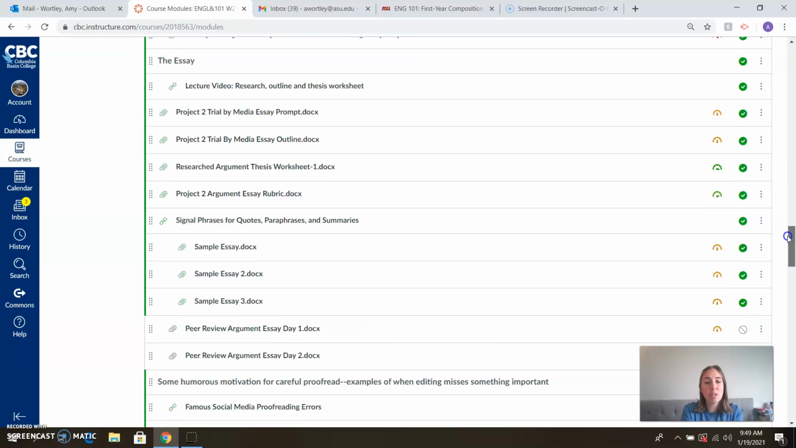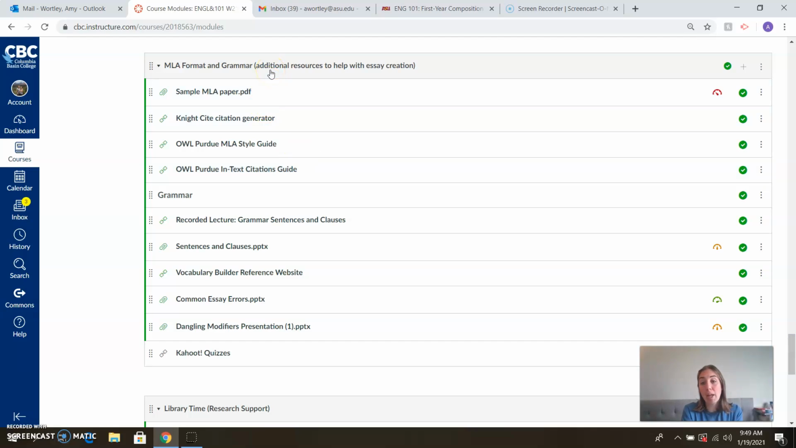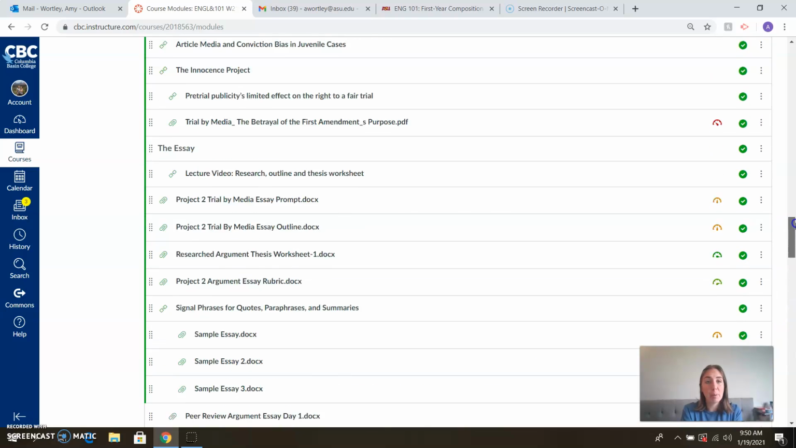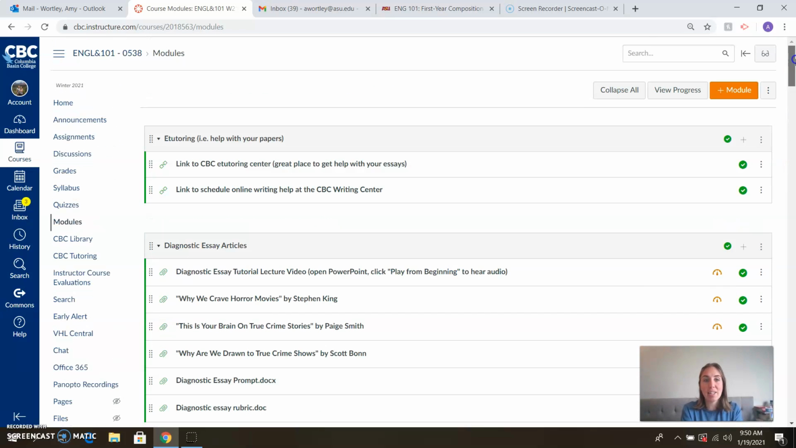The other thing you're going to find helpful as we get closer to the essay is if you scroll down through here, I have a whole folder on MLA format and grammar stuff. So all of your papers in this class do need to be in MLA style. Here's a sample. Just make yours match it. That's a good way to go. Some citation generators. You will need to cite Murder on the Orient Express and one other source. I would highly recommend using the article I provided for you up in Project 2 in the supporting materials. But of course, it is up to you. I would highly recommend you do the psychological approach to justice and revenge.